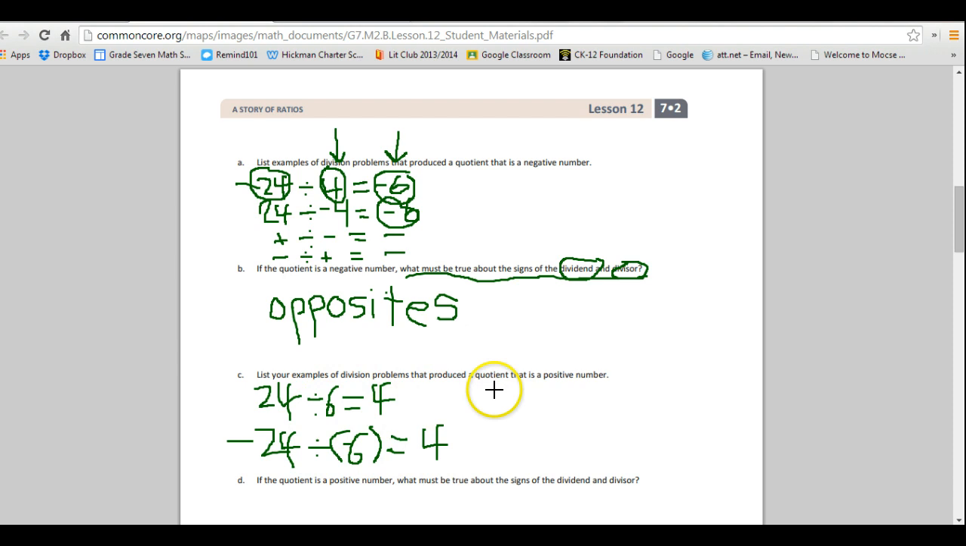So you can see, just up here, when you have opposite signs, you get a negative quotient, and now when you have similar signs, you get a positive quotient. And it looks kind of familiar, doesn't it? Again, if the quotient is a positive number, what must be true about the signs of the dividend and the divisor? They are similar signs. They're not opposites anymore.